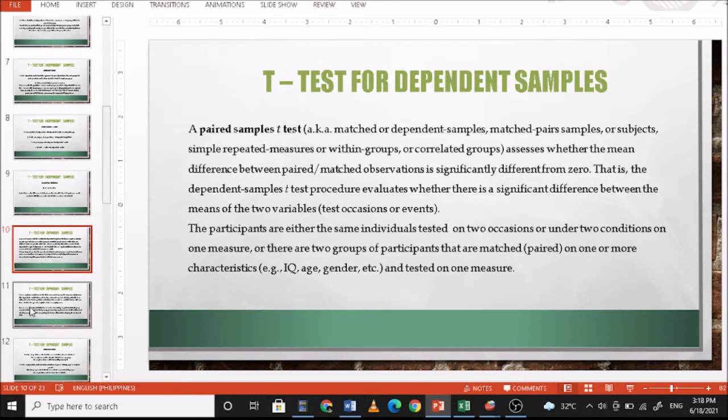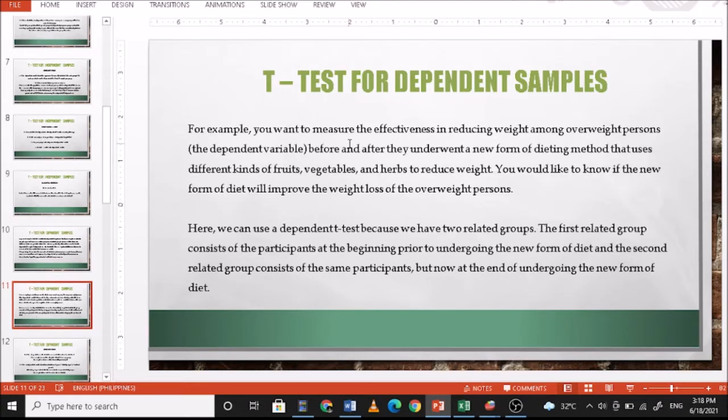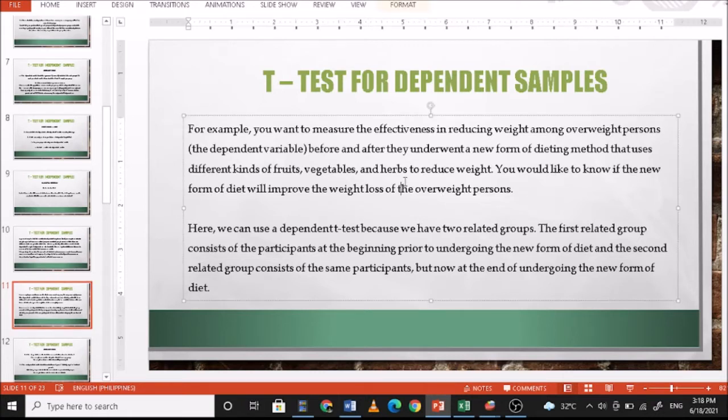Okay, so for example, you want to measure the effectiveness in reducing weight among overweight persons. So that's your dependent variable. Before and after, they underwent a new form of dieting method that uses different kinds of fruits, vegetables, and herbs to reduce weight. So you would like to know if the new form of diet improves the weight loss of the overweight persons. You can do this by doing a pre-weight and a post-weight, meaning you're using the same person as your subject.